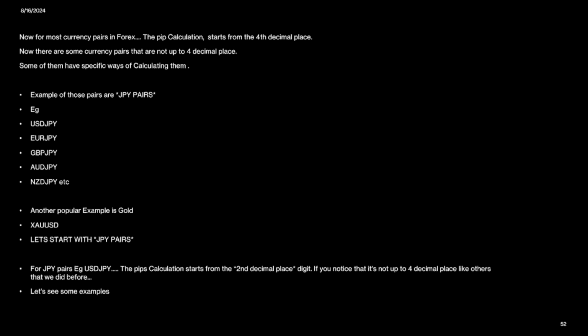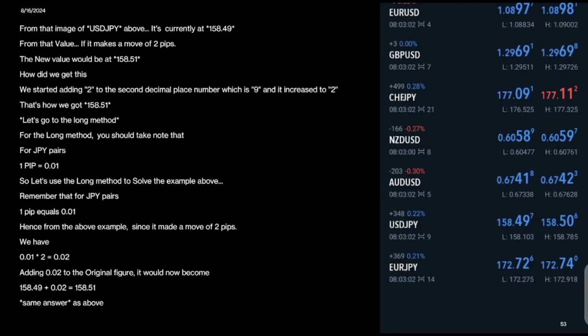Let's start with the JPY pairs. For JPY pairs, for example USD JPY, the pip calculation starts from the second decimal place digit. If you notice, you'll see that it's not up to 4 decimal places like the others that we did before. So let's see some examples. From the image of USD JPY, it is currently at 158.49. From that value, if it makes a move of 2 pips, the new value will be at 158.51.